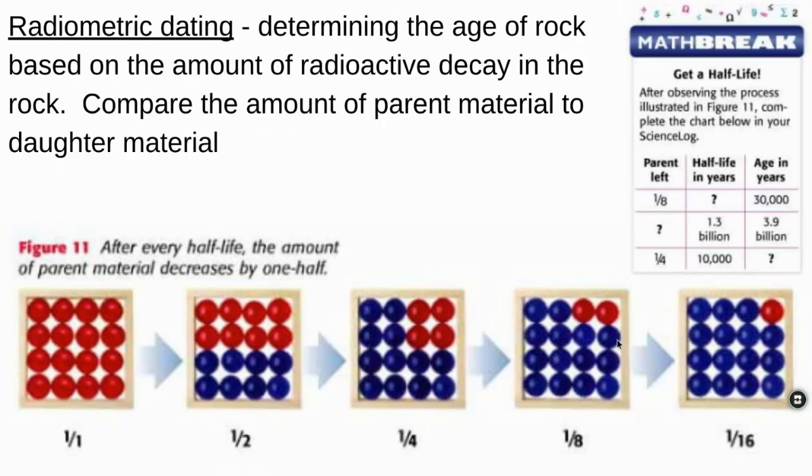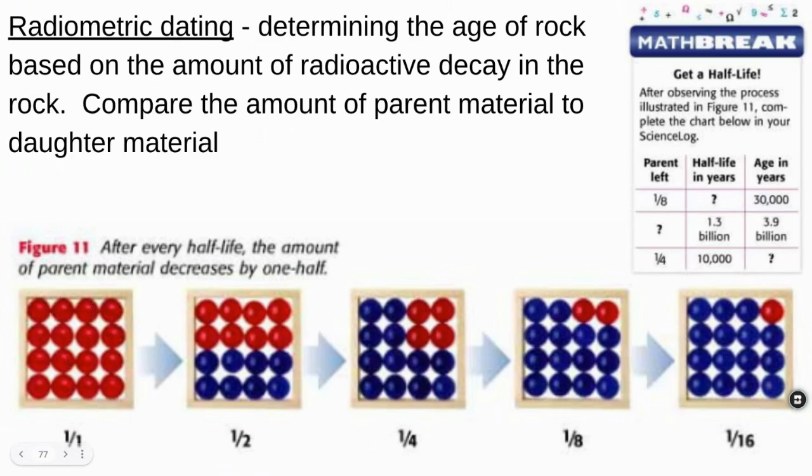The original parent material left is 1/8. However, this time the age in years is 30,000. So this is a 30,000-year-old rock. It's not 3.9 billion in this particular example. So if it's 30,000 years old, and there have been 1, 2, 3 half-lives, then how much is each half-life if the total age is 30,000? We take 30,000, we divide it by 3, and each one is worth 10,000.